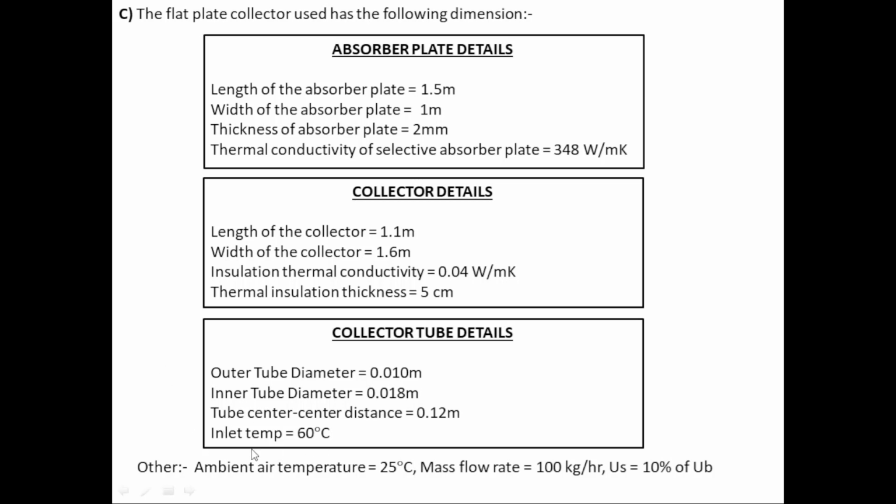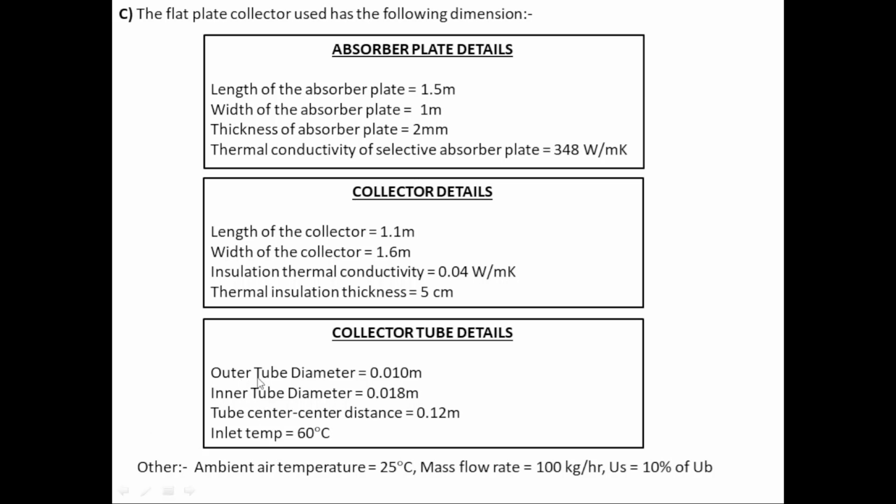And then you have the collector tubes, the fluid tubes, the tubes in which the fluid is filled, which will take up the heat and then use it for other applications like space cooling, space heating, crop drying, or any kind of domestic purposes. For that, the heat will be used up.